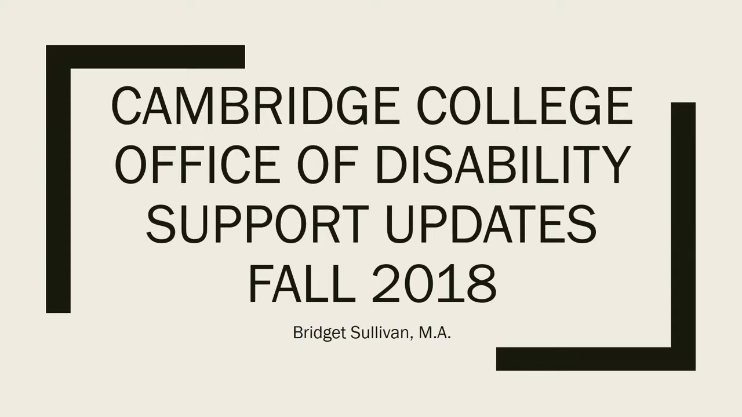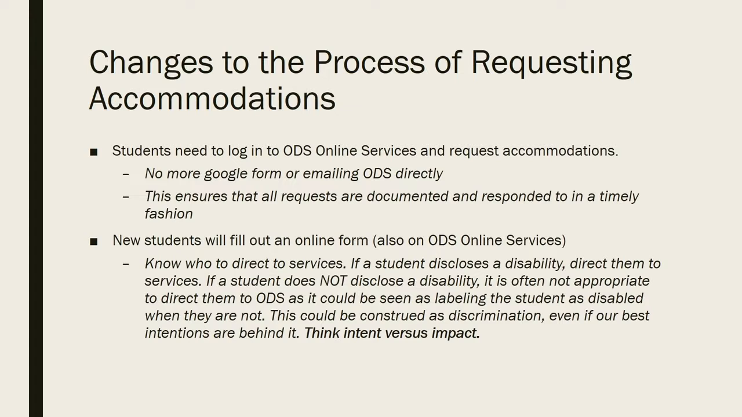This slideshow will give some updates about the Office of Disability Support for the fall 2018 semester. There are some changes to the process of requesting accommodations. Students will need to log in to ODS online services and request accommodations. This means that there is no more Google form or emailing ODS directly, and this will ensure that all requests are documented and responded to in a timely fashion.